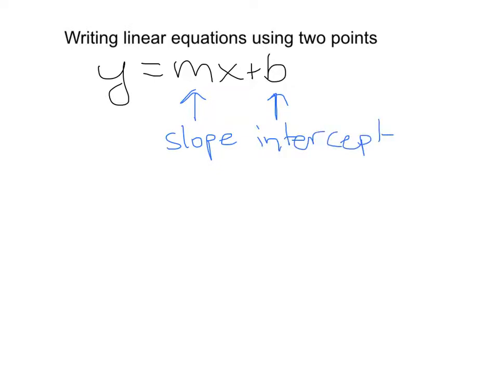We also need 2 points. So the points that we're going to use today, let's say we are given this information that we have a line that passes through the point (3, -1), and also the point (12, 26). So that means that our goal is to find an equation, a y = mx + b equation, that fits both of these coordinate pairs.